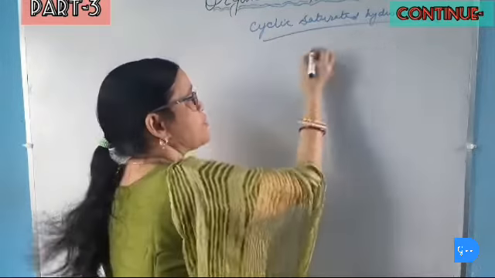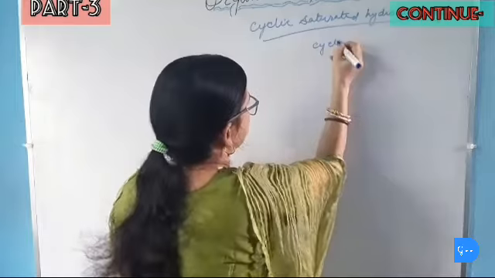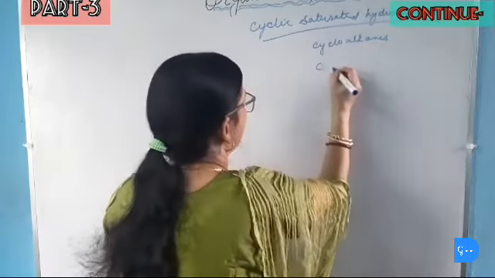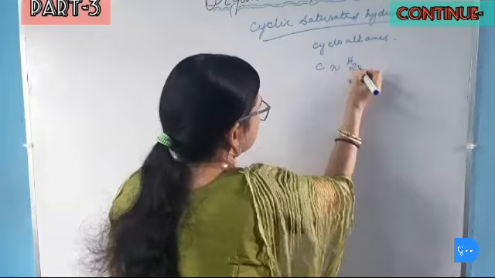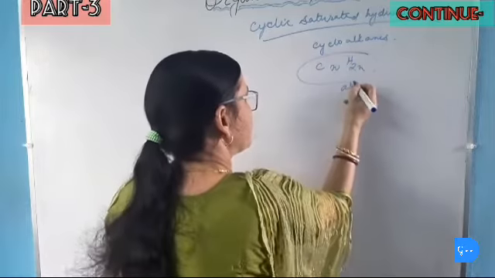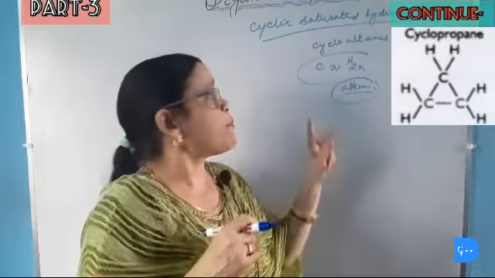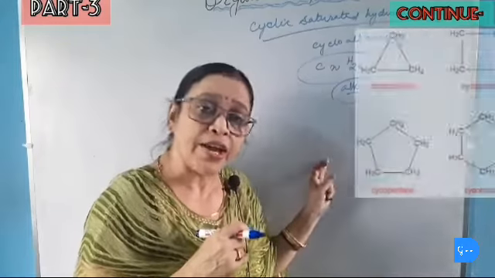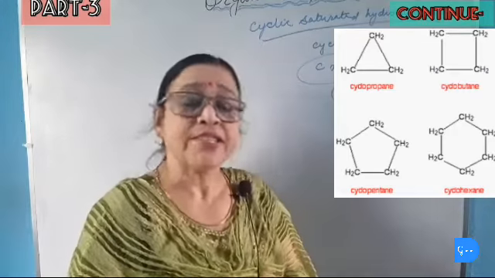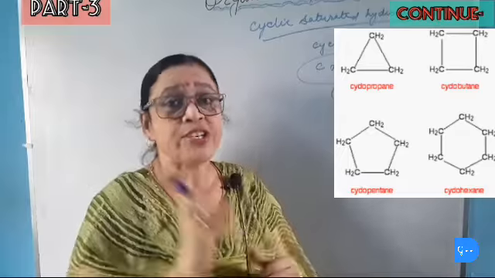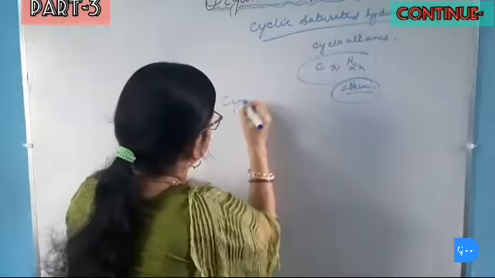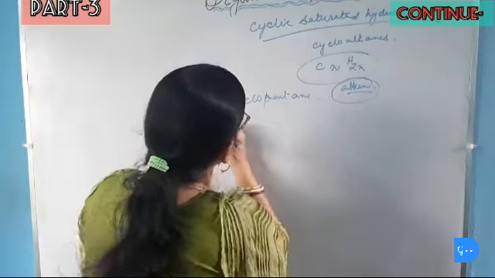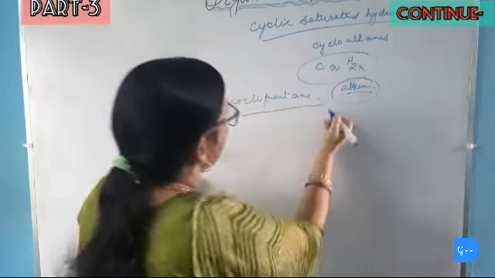Saturated cyclic hydrocarbons are also known as cycloalkanes, and they have the general formula CnH2n. The examples are cyclopropane, cyclobutane, cyclopentane, cyclohexane. All these are examples of cycloalkanes. Now let's draw the structure of cyclopentane first. Cyclopentane is a cyclic hydrocarbon or cycloalkane.